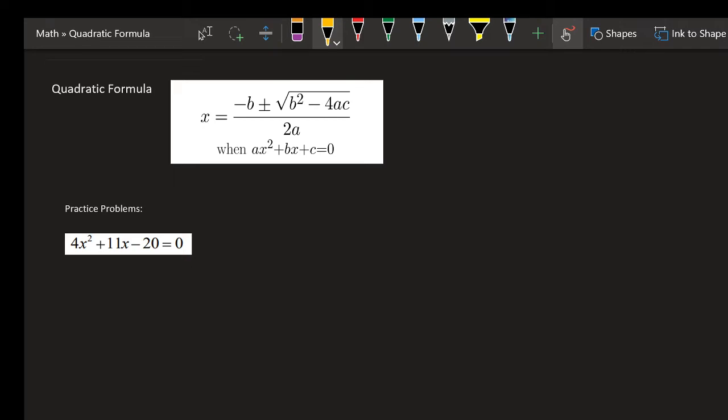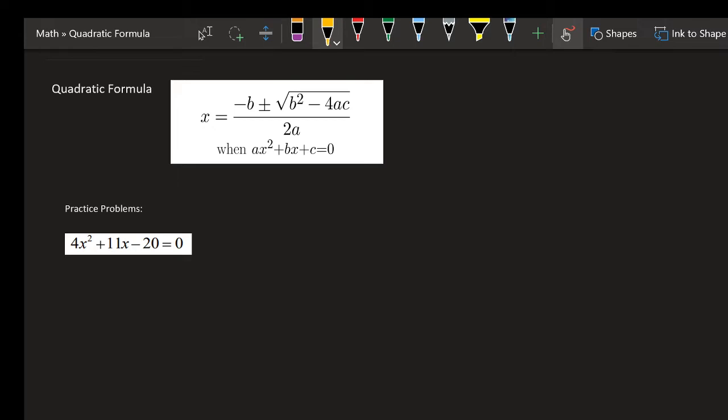Today I'll be showing you guys how to use the quadratic formula to solve quadratic equations. The quadratic formula states that x equals negative b plus or minus the square root of b squared minus 4ac over 2a. And it can be applied when ax squared plus bx plus c equals 0, where a, b, and c are the variables.